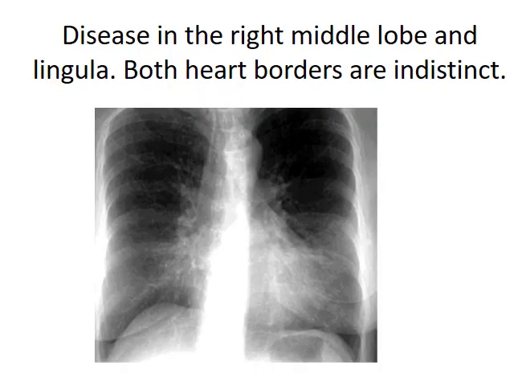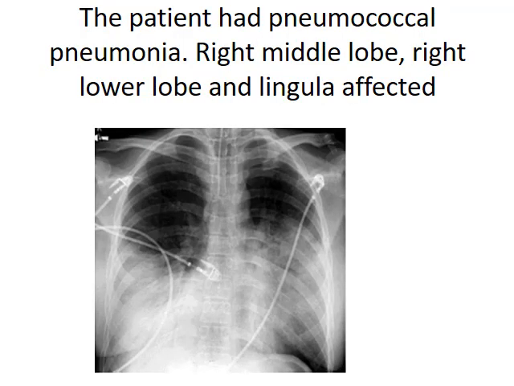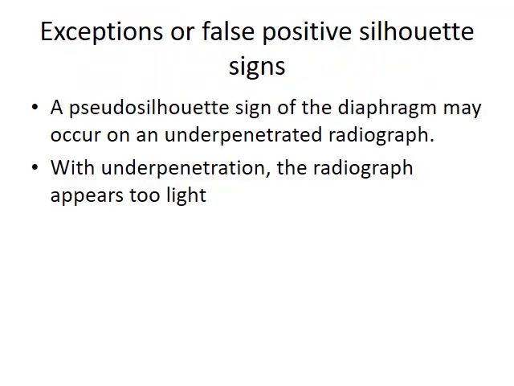So disease in the right middle lobe and lingula, here both heart borders are not clearly visible. So this patient had pneumococcal pneumonia. Here the right heart border and the right diaphragm are not visible. That indicates right middle lobe and right lower lobe consolidation. And on the left side, the left heart border is not visible. That indicates lingula is affected.